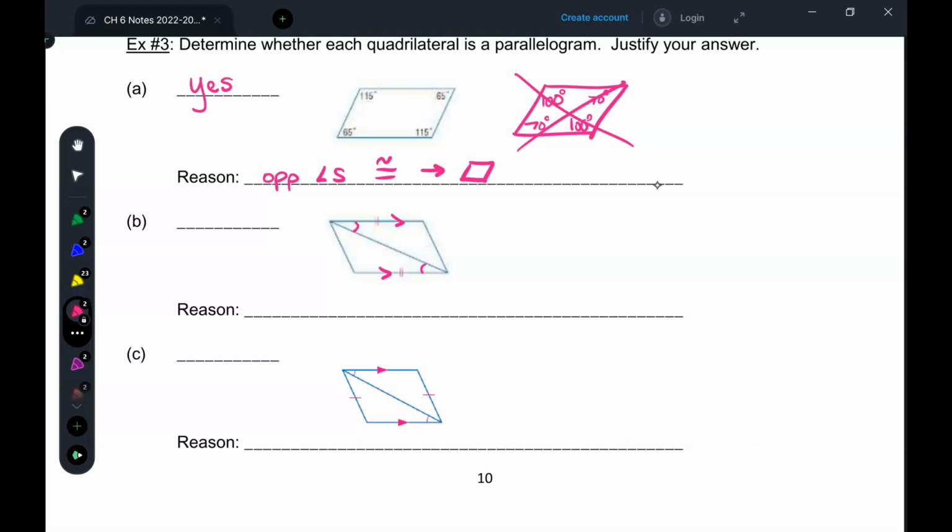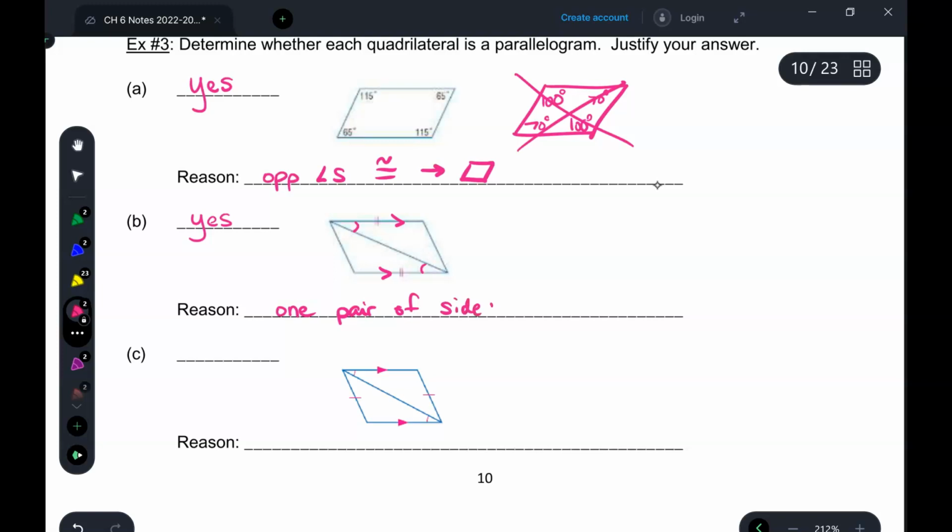Well, also you could just make it two triangles and then all the sides would be congruent. Yeah, but we want to just use that one theorem. So it's one pair of sides that are parallel and congruent, which implies we have a parallelogram.